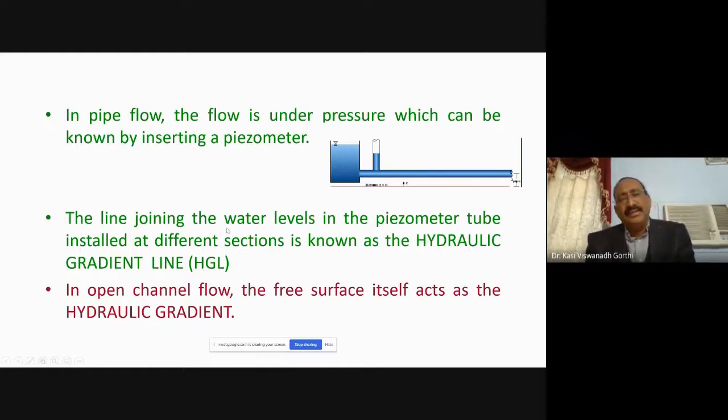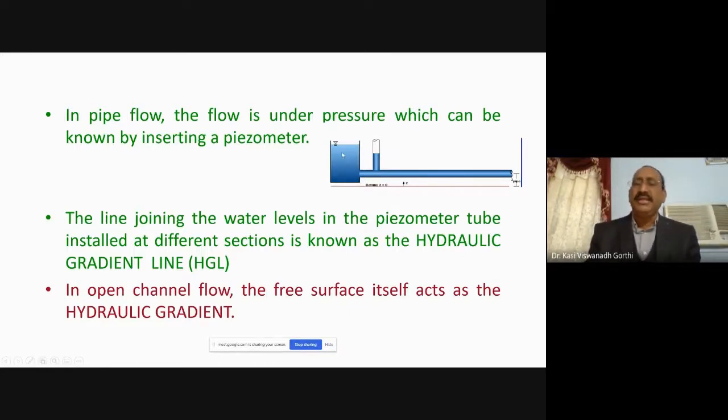The line joining the water levels in the piezometer tube installed at different sections is known as the hydraulic grade line, HGL. As long as the fluid is ideal, I repeat, as long as the fluid is ideal, in all these glass tubes you should have the liquid at equal levels.